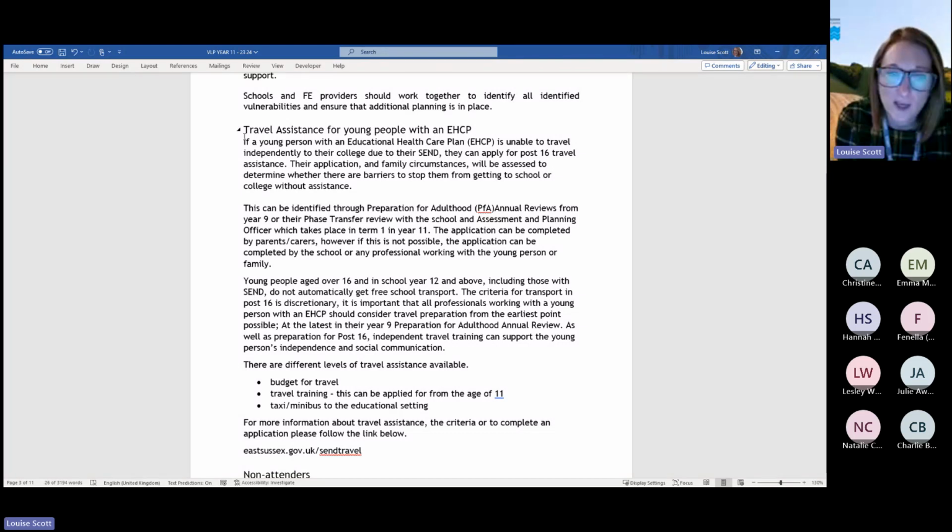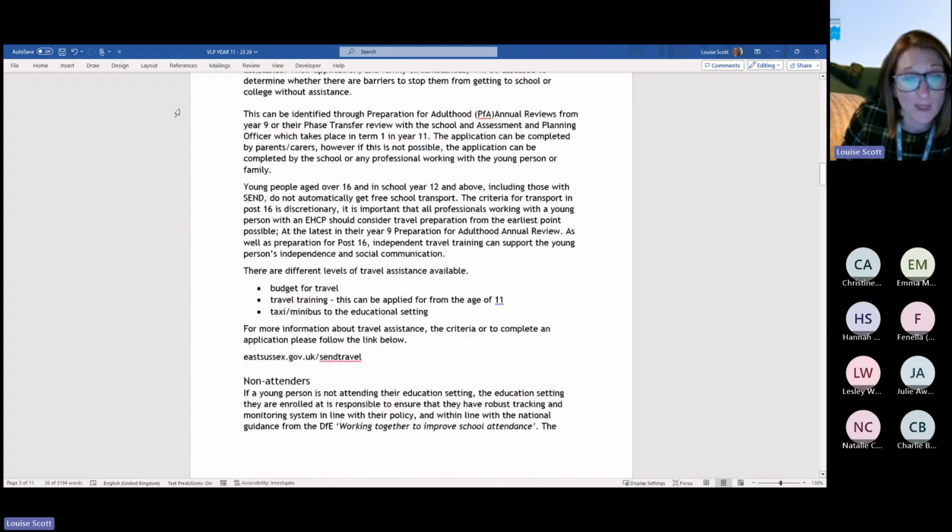I'm not going to read through the paragraph here, but as you can see, we put enough information in there so that when schools and settings are reading this, they can feel prepared and know what to do when it comes to that point. So all the information is there.